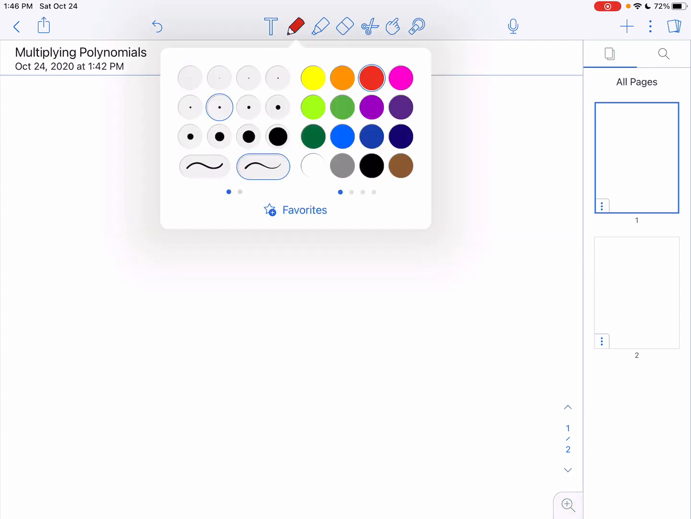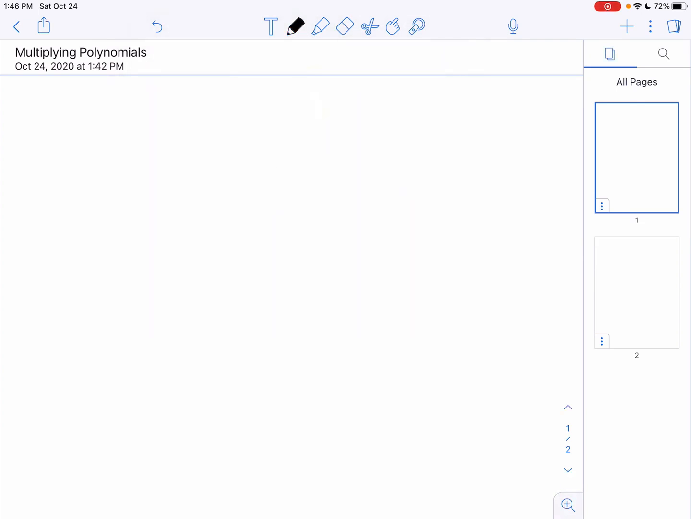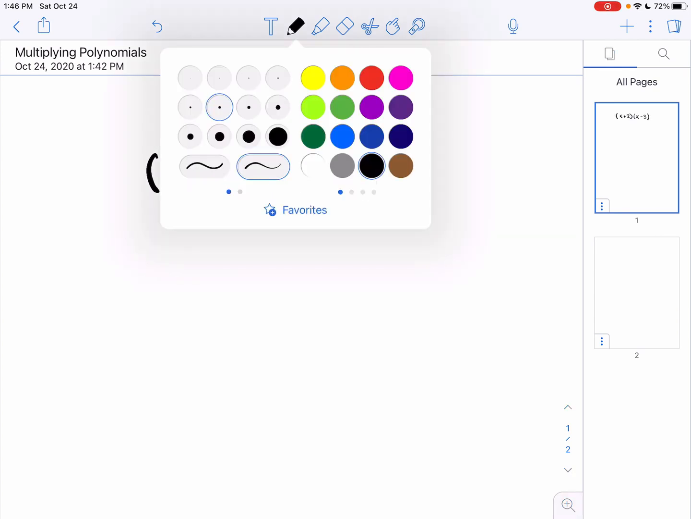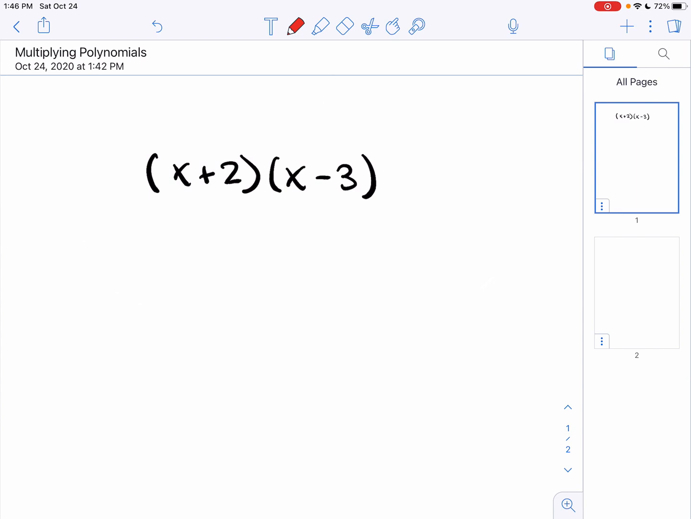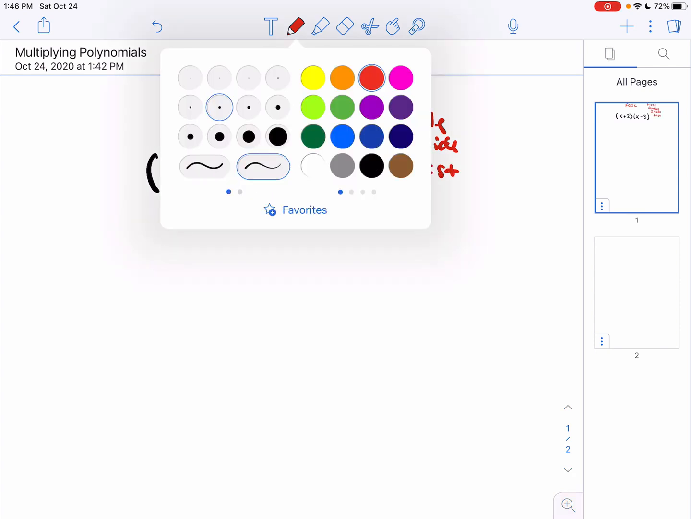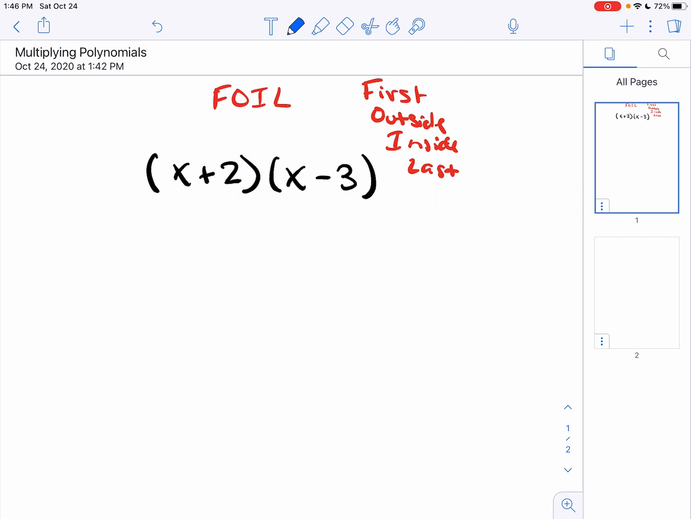In this video, we're going to talk about how to multiply polynomials. So if you get something like this, two binomials, and we have to multiply them, one way that we've seen before is by using the acronym FOIL. FOIL stands for first, outside, inside, last. So what that means is we're going to multiply first the two first terms.